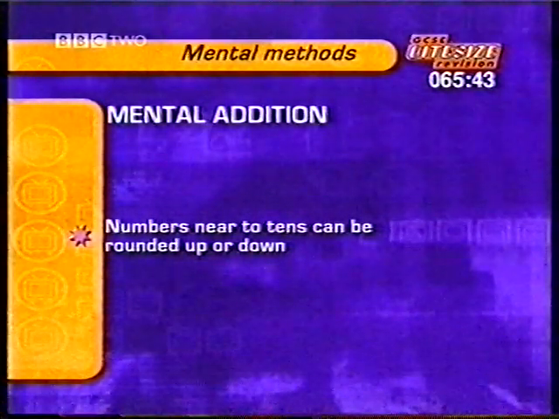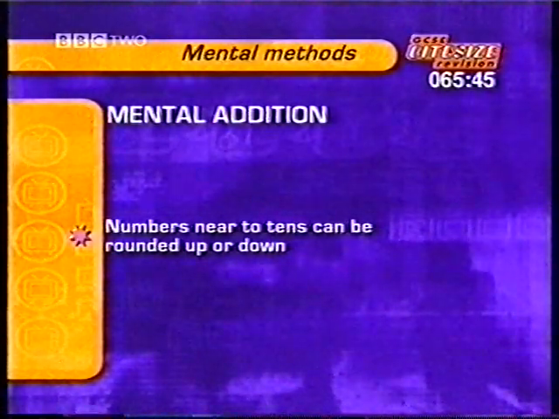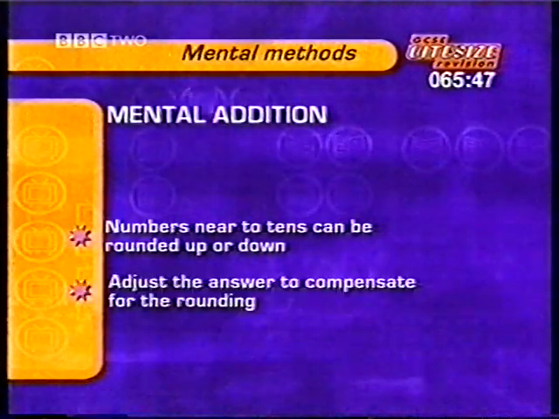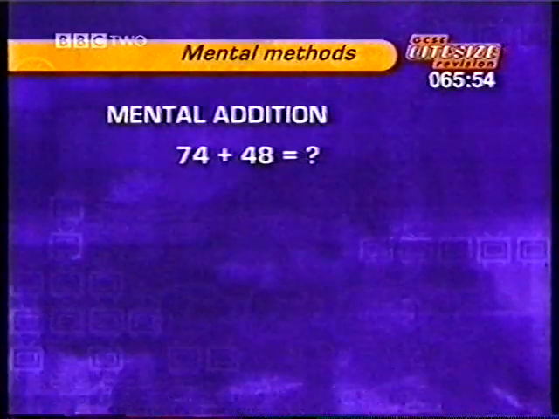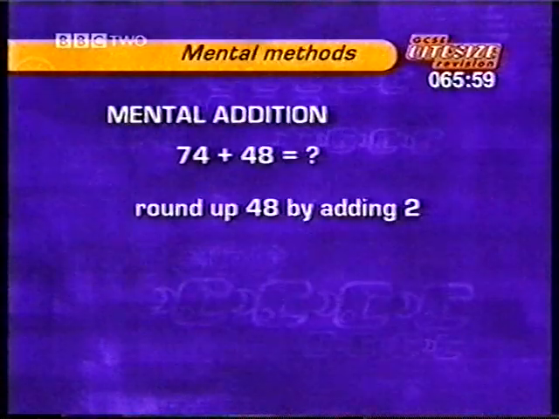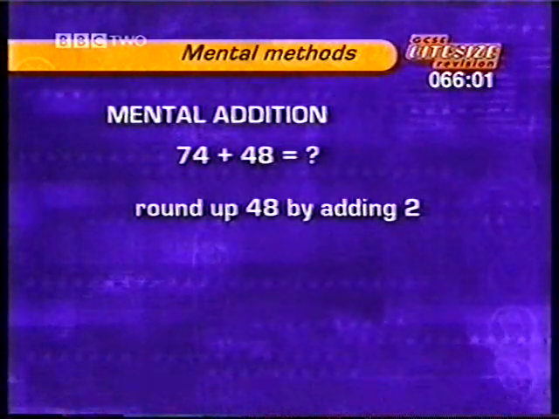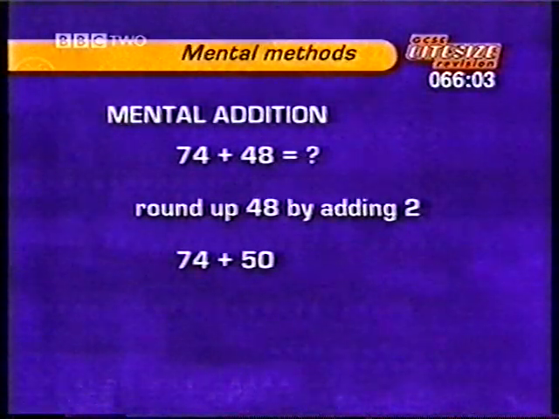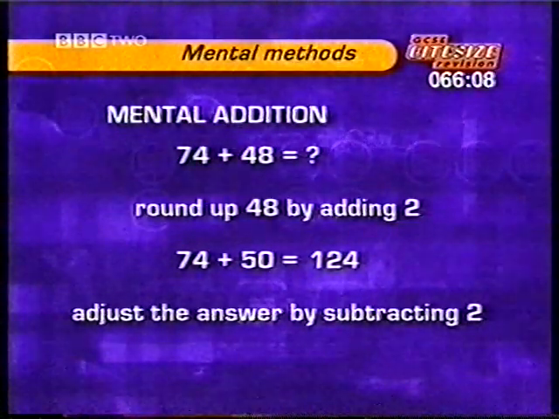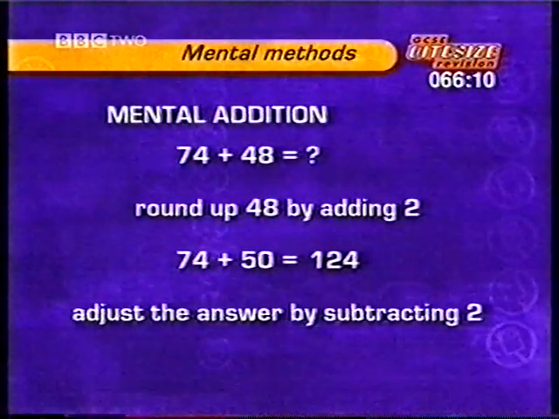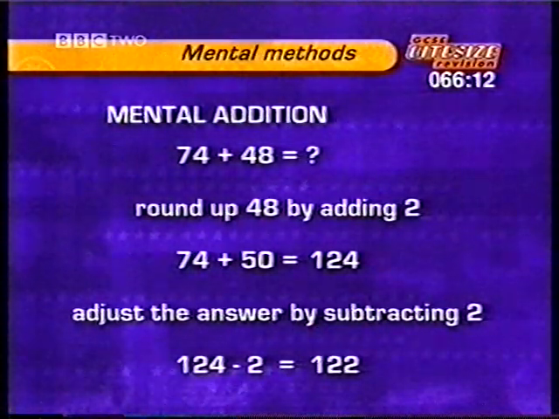The next tip is that numbers near to tens can be rounded up or down to the nearest 10. Then you adjust the answer to compensate for the rounding. So what's 74 add 48? You can round up the 48 by adding 2 to make the sum 74 add 50, which is easy to do. That's 124. Then adjust the answer by subtracting the 2 you added to make 122.